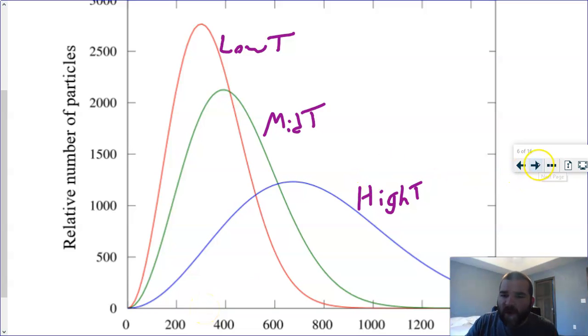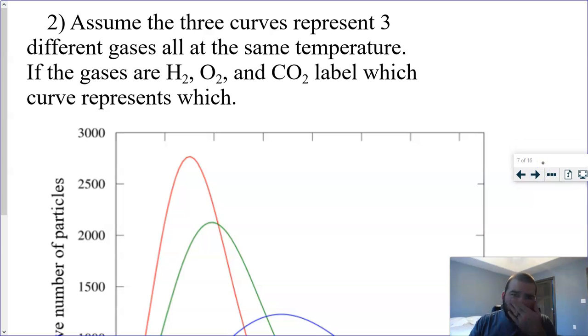All right, same graph, different question. Assume that all three curves represent different gases at the same temperature. Okay, so now this is very different. Everything's at the same temp. We just have different chemicals. So now we need to think back to our kinetic energy equation. KE equals 1/2 mv squared. We have the exact same temp, meaning they have the exact same kinetic energy.